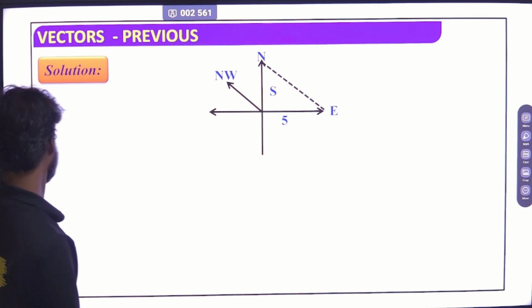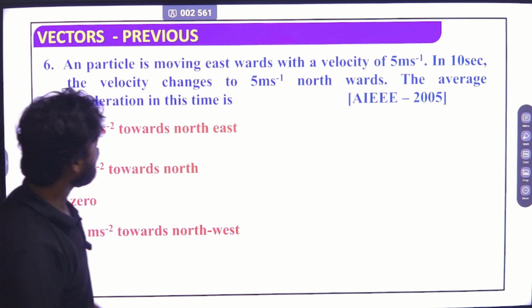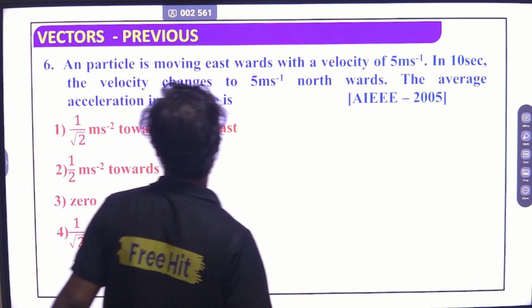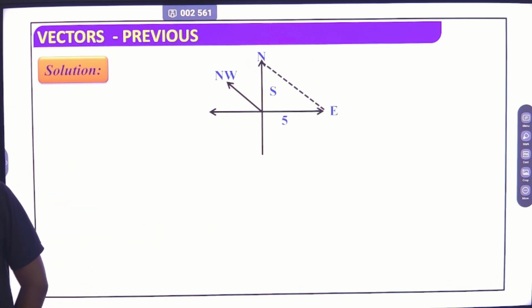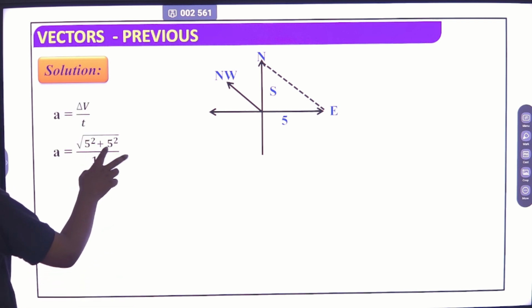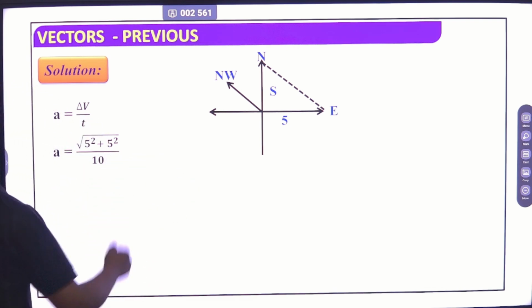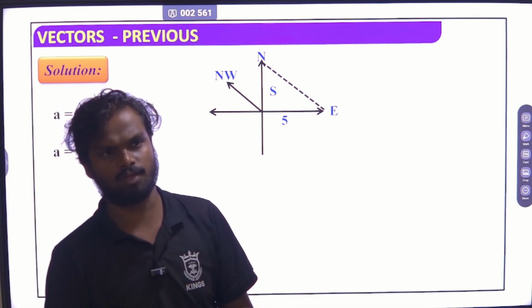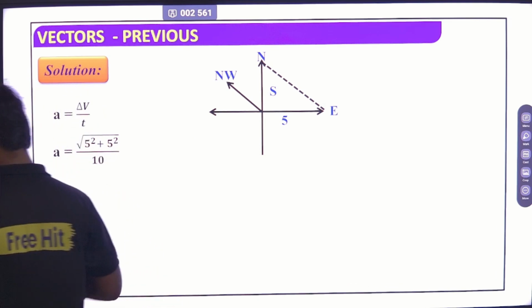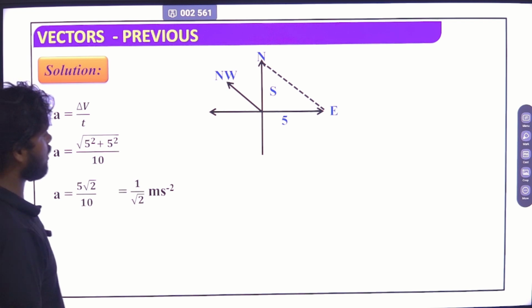Okay, sorry. What is mentioned in the paper? Let me check. Okay, eastward. Then it should be moved like this. Delta v by delta t, this is the value, then we have taken the root. 5j minus 5i, and the magnitude, we will do the square only, normally there will be no sign. So this is 5 square plus 5 square, so we will get 1 by root 2 meter per second square.